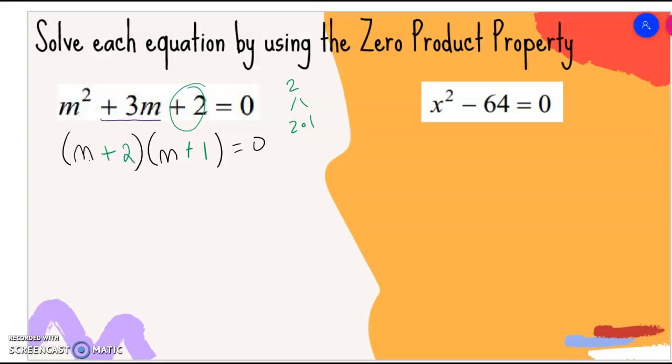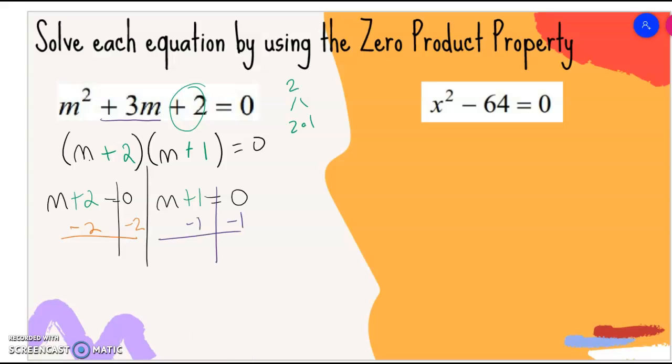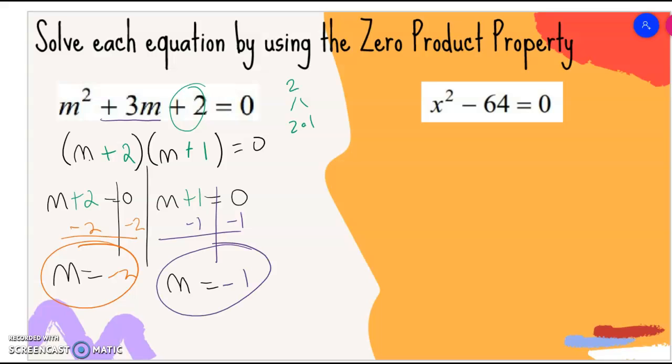And the only difference between factoring it out like this and the zero product property is just, again, setting it equal to 0. So in order to get m by itself, I would subtract a 2 on this side, and subtract a 1 for the other one. And my two x values, where it's going to hit on my x-axis, are at -2 and -1.